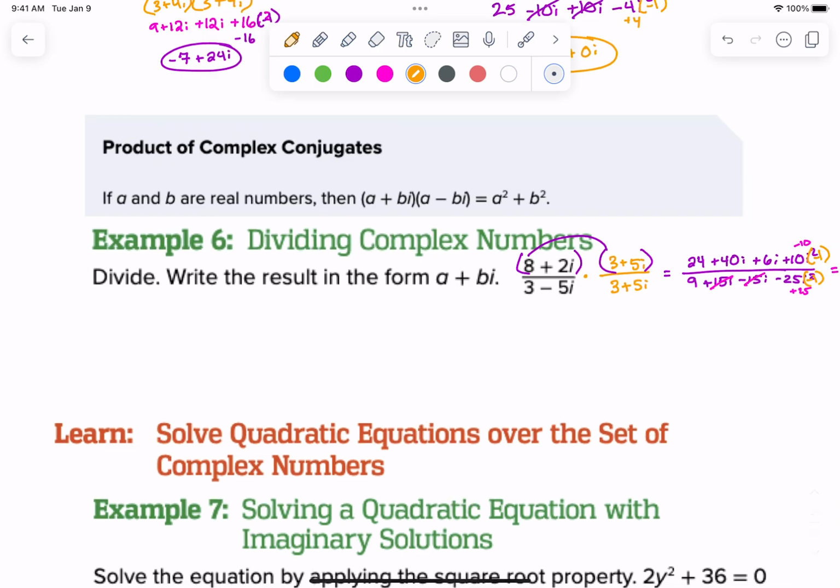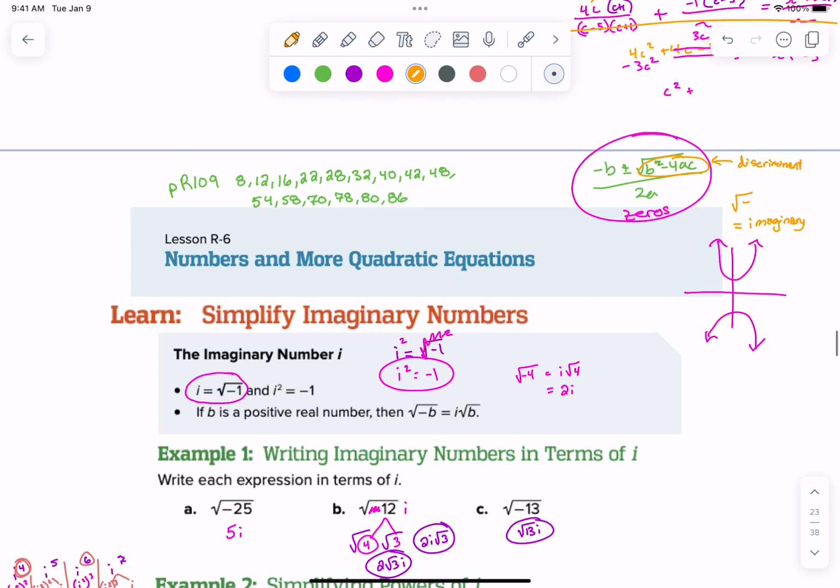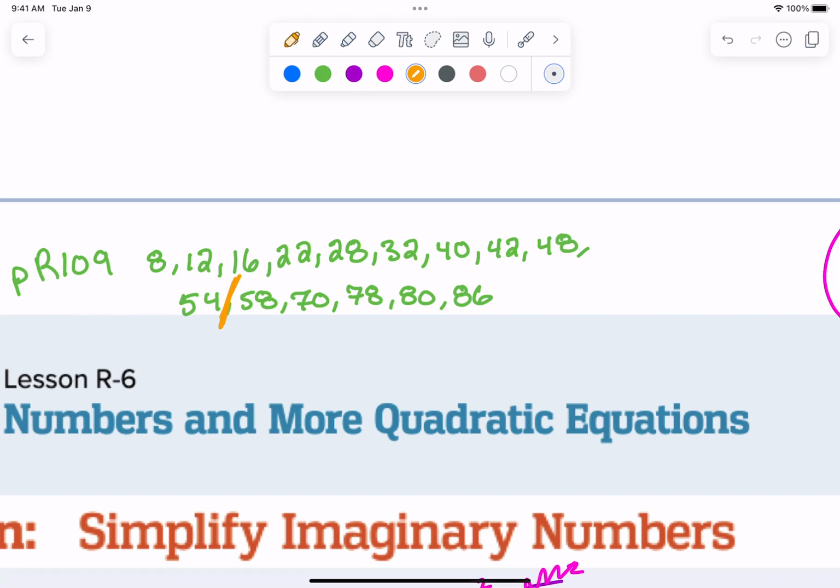Solving quadratic equations over the set of complex numbers. You can go to 56, but I probably won't give you a 56. You give us a 54. Okay, yep, you can get through 54. That's where you can stop. 8 through 54, those guys. Okay? Good? You can get through 54.